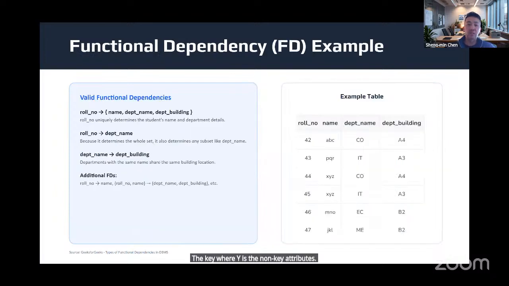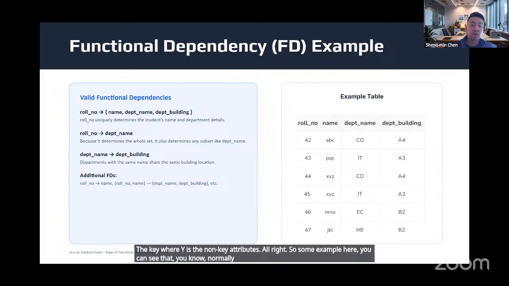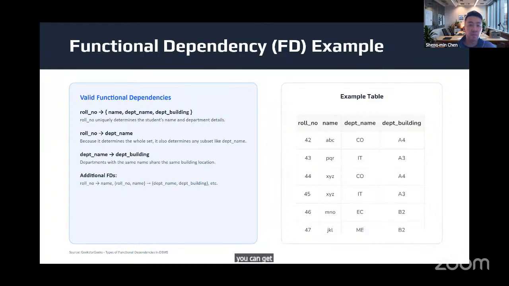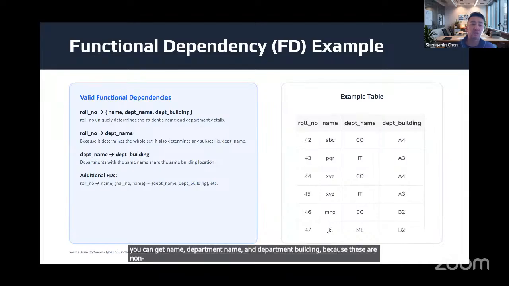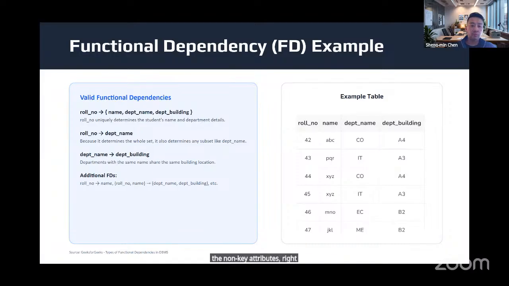All right. So as an example here, you can see that normally with a roll number, you can get the department name and department building, because these are non-key attributes, right? A key attribute normally has the ability to determine the non-key attributes, right? And so some of the examples are here.